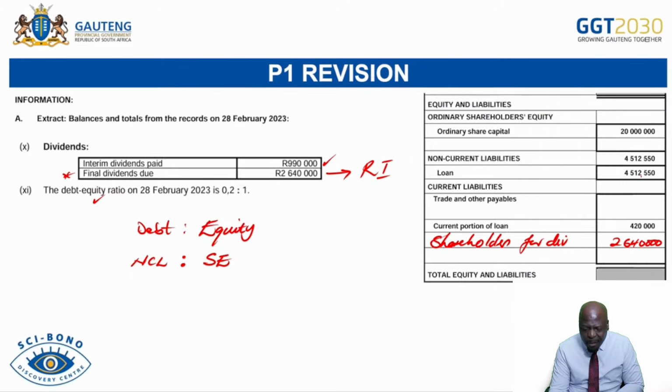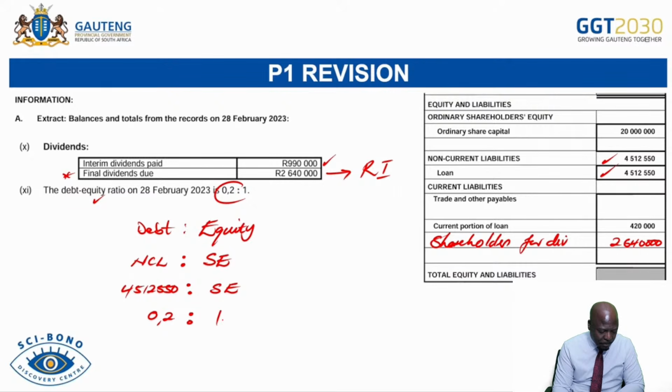So what do I have? The examiner has given me something here. I have my non-current liabilities here, 4,512,550. Very tricky amount. 4,512,550 as to my shareholders' equity. And the answer was 0.2 as to 1. So I need to get the shareholders' equity.